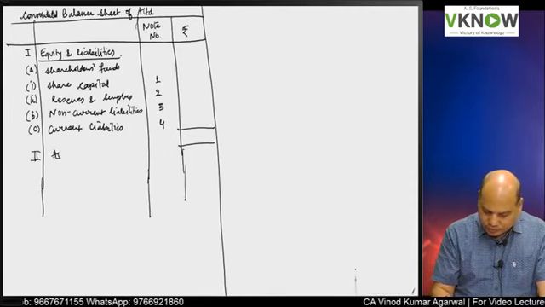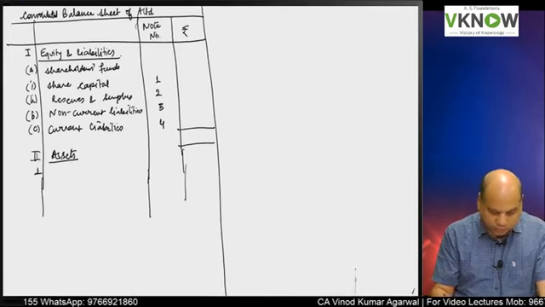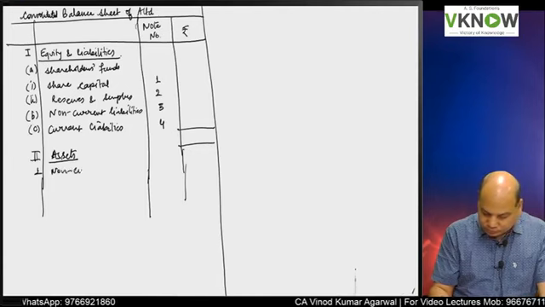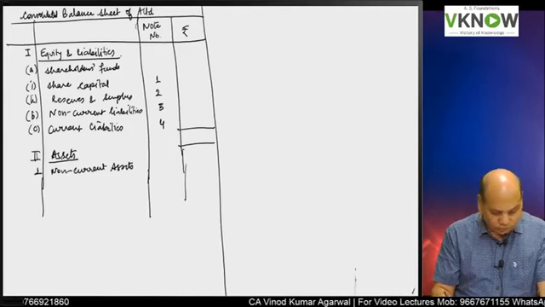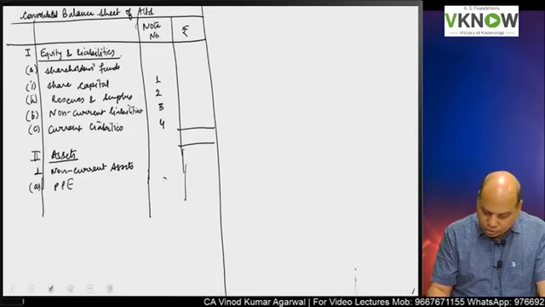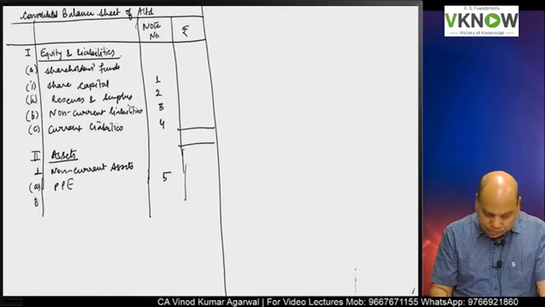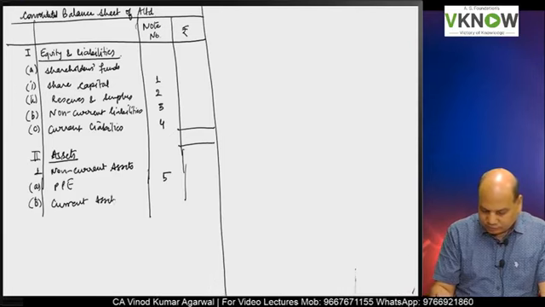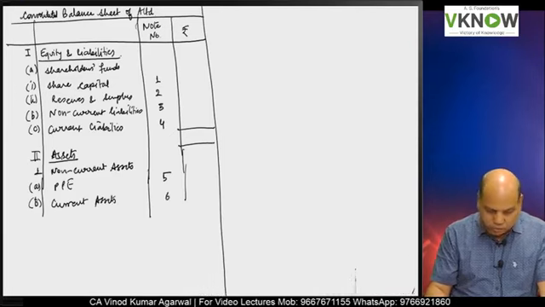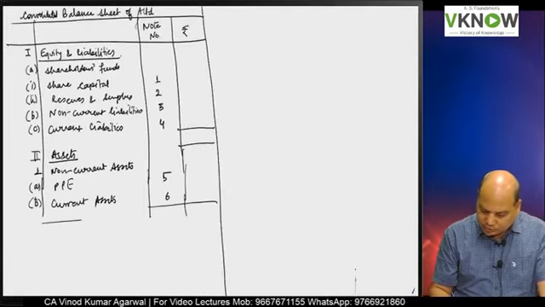Assets. Under assets, write down 1. Non-current assets: A, property, plant, equipment, note number 5. Point number B, current assets, note number 6. So this is my format of the balance sheet.